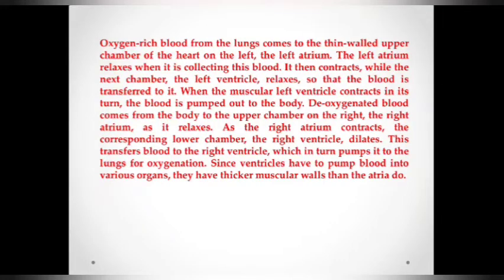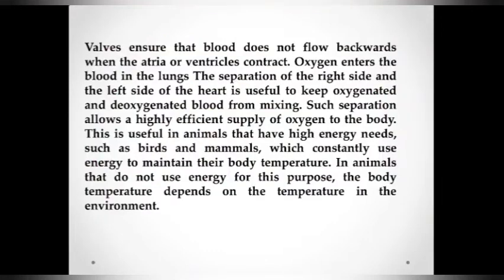Since ventricles have to pump blood into various organs, they have thicker muscular walls than the atria do. Valves ensure that blood does not flow backwards when the atria or ventricles contract. Oxygen enters the blood in the lungs.